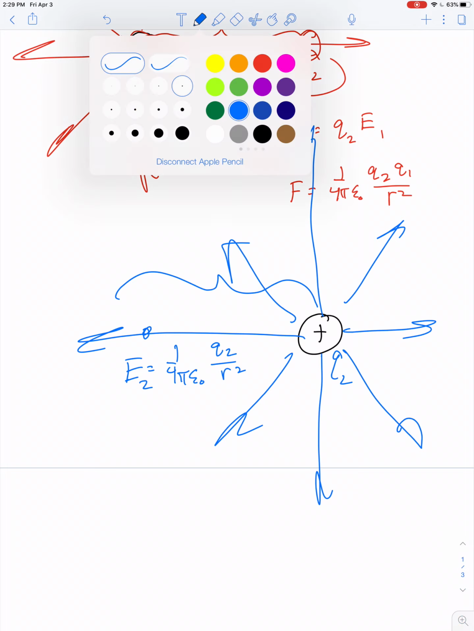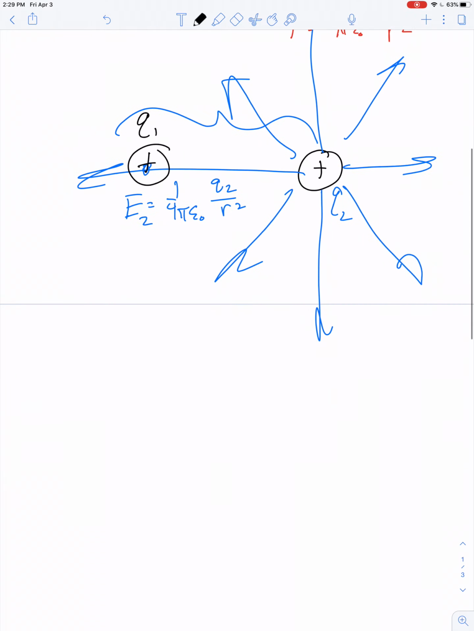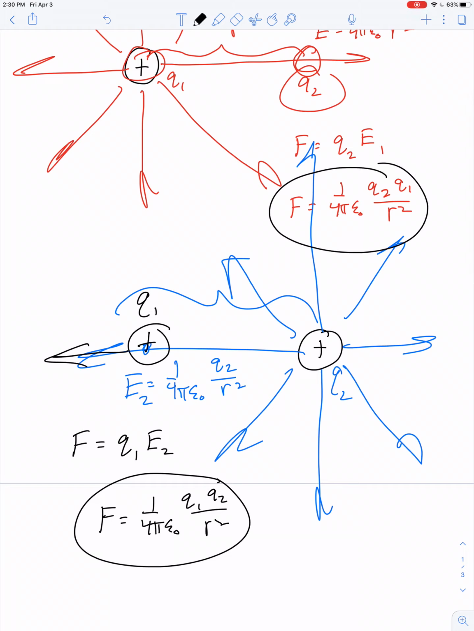And so once I place positive charge Q1 at that position, now it experiences a force, and this force experienced by charge number 1 would be charge 1 multiplied by the field created by charge number 2. But you can see this actually just gives the same result, doesn't it? 1 over 4 pi epsilon naught Q1 times Q2 over r squared, versus 1 over 4 pi epsilon naught Q2 Q1 over r squared.